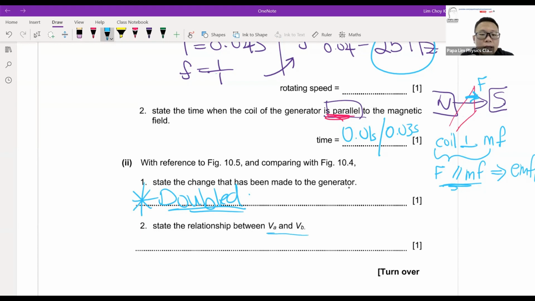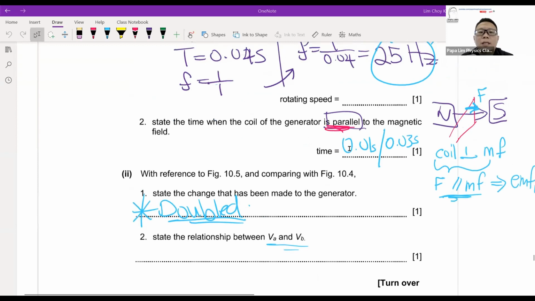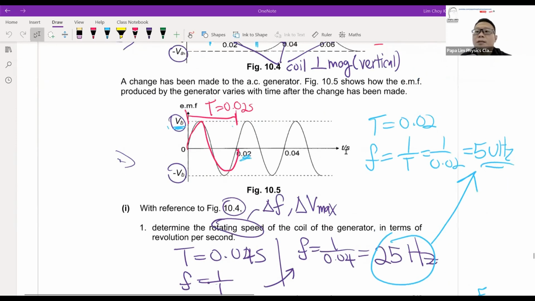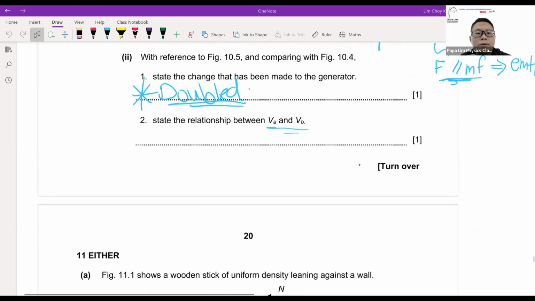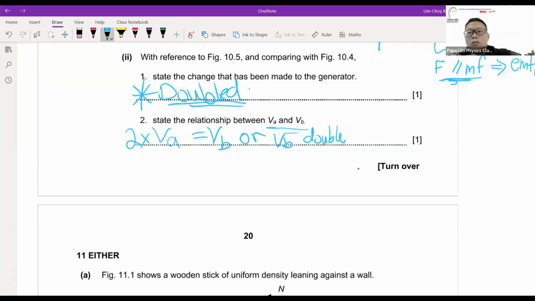Now let's look at VA and VB. What is VA and VB? If your frequency doubled at 10.5, my turning actually becomes faster. Which means that for the magnitudes of VA and VB, VB will be double of your VA. So 2 times VA will be the voltage of VB. Your VB actually doubled, because now your turning actually doubled. So the period is getting shorter, or the frequency is getting faster and faster.